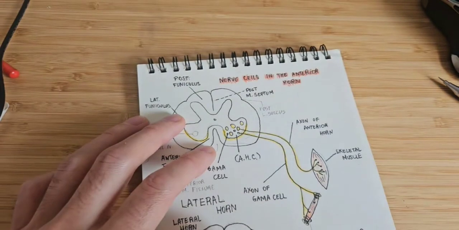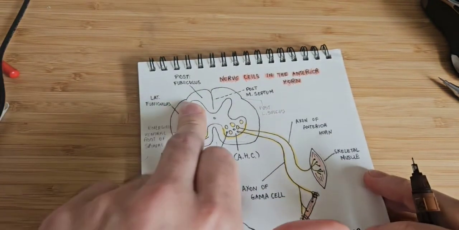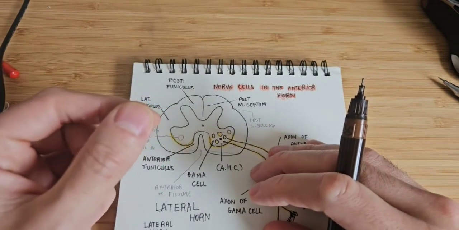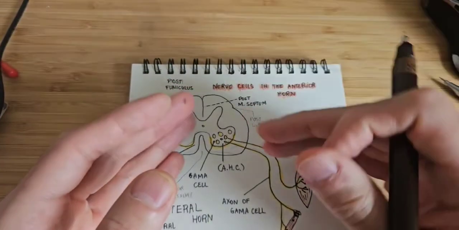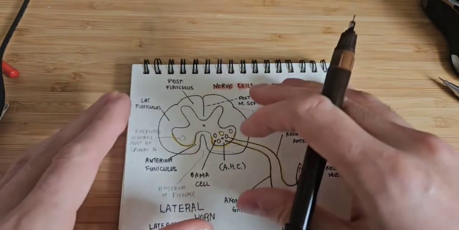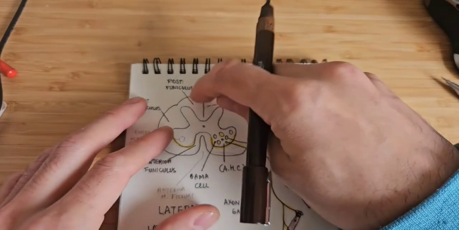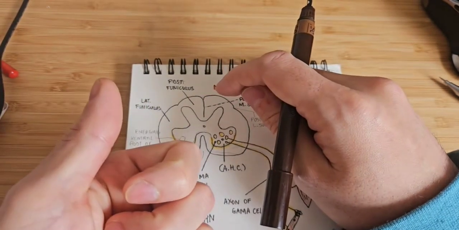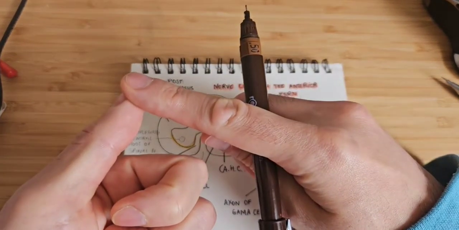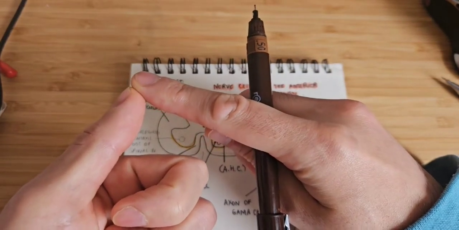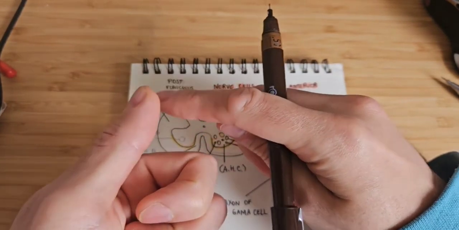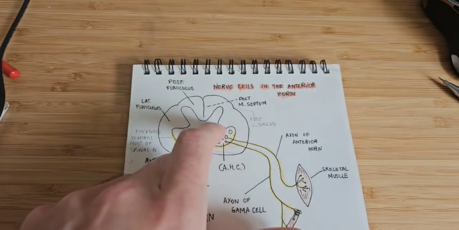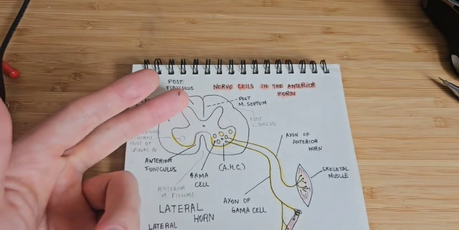Okay, so the posterior funiculus is primarily involved in transmitting proprioceptive and tactile sensory information from the body to the brain. There are key tracts within this region, and we can include in these tracts the dorsal column medial lemniscus pathway. I think that this is the correct way to pronounce it, might be wrong. And this pathway will carry fine touch, vibration, and position sense.